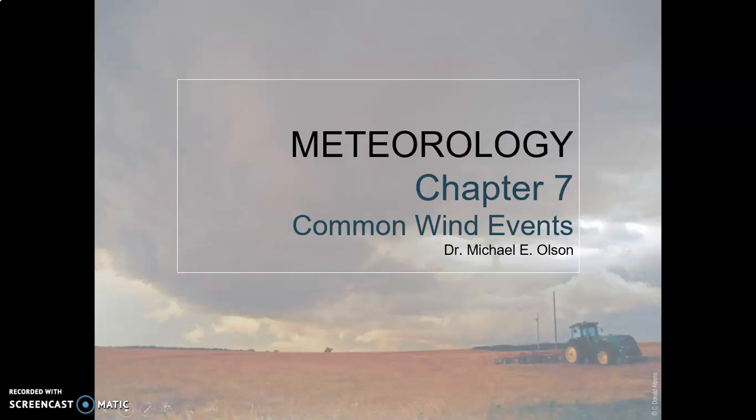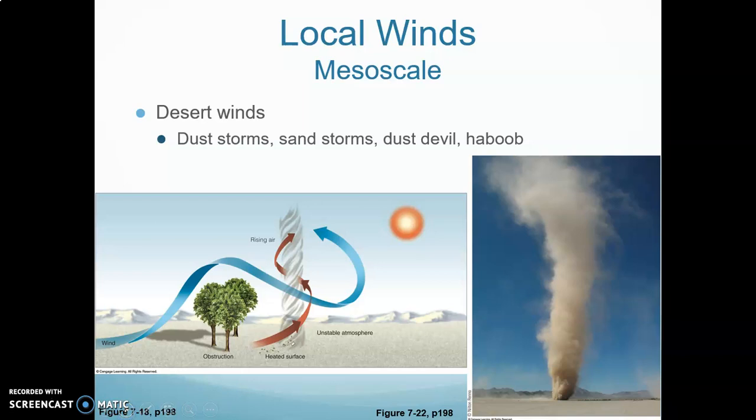In this video, we are going to take a look at a handful of common wind events, simple circulation patterns that happen all the way from the micro scale all the way up to the macro scale. We'll start off on the micro scale and look at a simple dust storm or a dust devil.